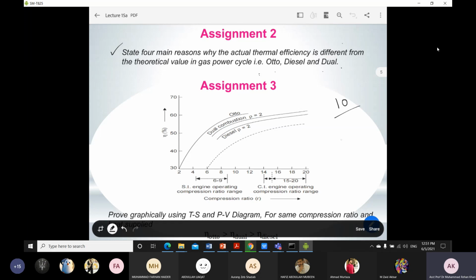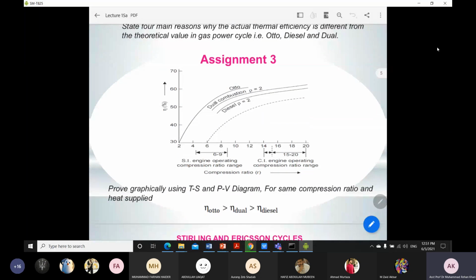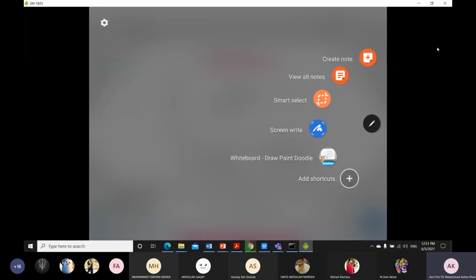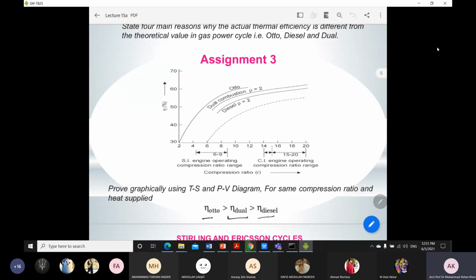What are these reasons? And then assignment number 3, you have to put this graph. From this graph, you can notice that the Otto cycle efficiency is maximum in comparison to the dual cycle efficiency and the diesel cycle, or you can say that the dual cycle efficiency is in between the Otto and diesel cycle efficiency. Okay, so the assignment is that you have to prove that your dual cycle efficiency, which is here, is in between the diesel and Otto cycle efficiency, and you have to just draw a TS and PV diagram only, okay, for this.